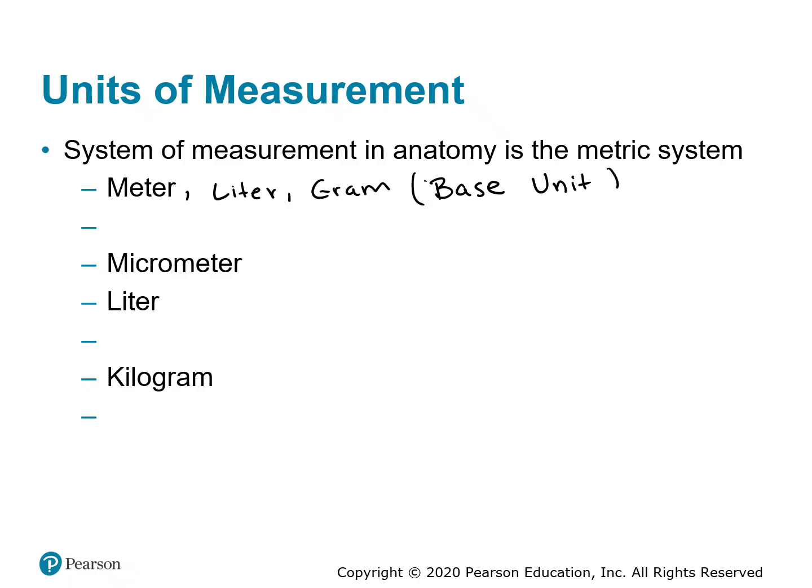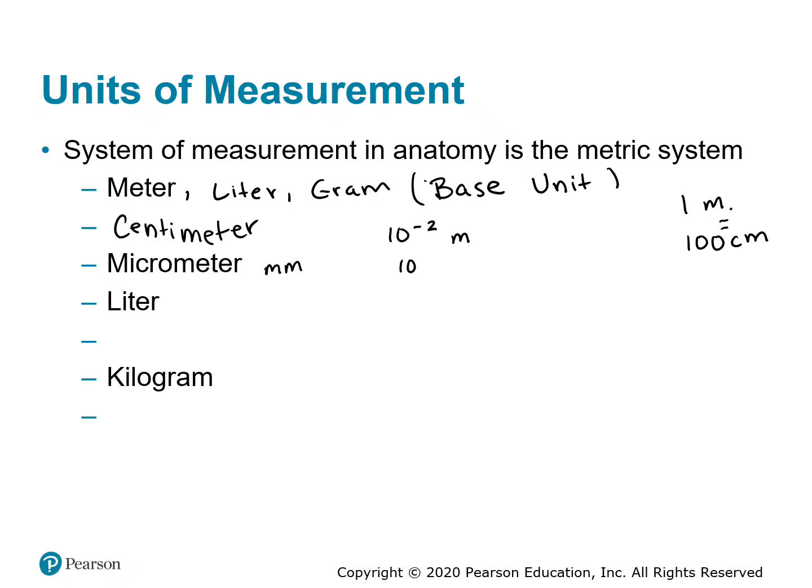And then the metric system moves in powers of 10. So the next one, a centimeter. A centimeter is 10 to the negative 2 meters, right? So if I have 1 meter, that 1 meter is 100 centimeters. These are equivalent values. Okay?